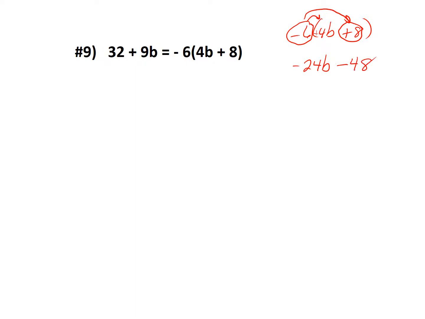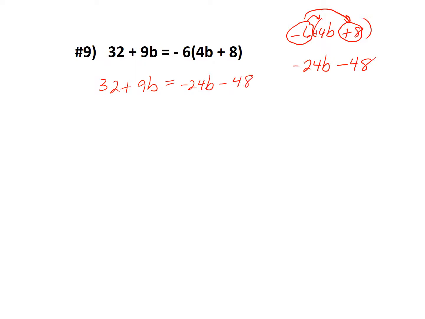All right, so now I've simplified this by getting rid of the parentheses. So let's take that and go back to the problem now. So I have 32 plus 9b equals, and now picking up what we did on the right side, -24b minus 48.